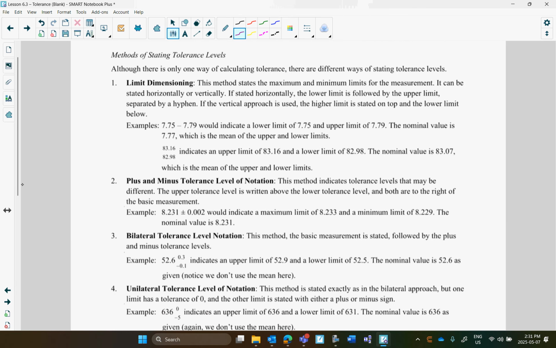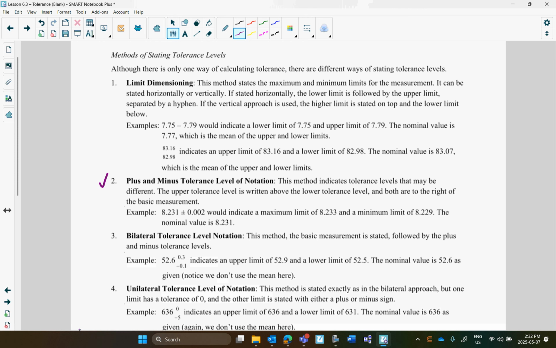Well, there's different ways to show it. So we already talked about this one, plus and minus. Tolerance can be shown as plus or minus, and you calculate the tolerance by going plus, going minus, and then subtracting those two.